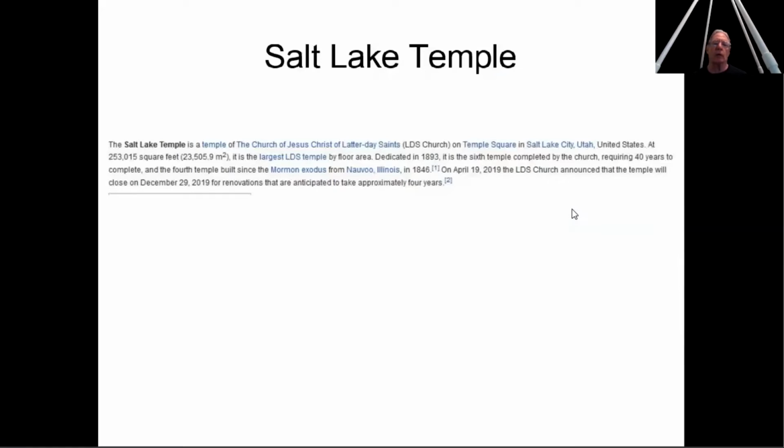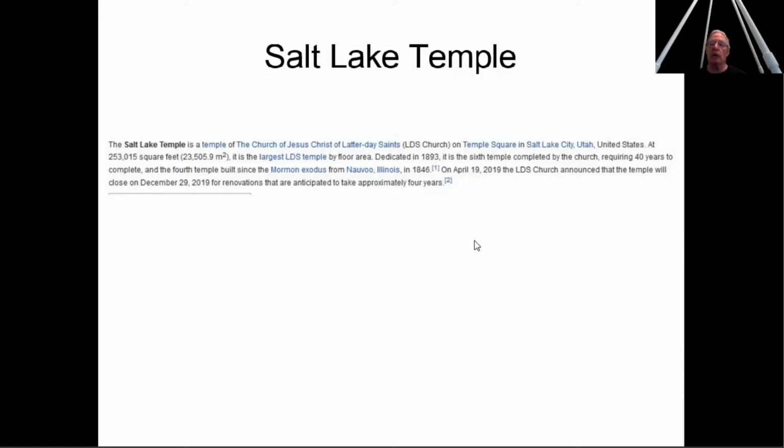The Salt Lake Temple is a temple of the Church of Jesus Christ of Latter-day Saints, or the LDS Church, on Temple Square in Salt Lake City. At 253,000 square feet, it's the largest LDS temple in the world by floor area. It was dedicated in 1893, and it's the 6th temple completed by the church and required 40 years to complete. It's the 4th temple built since the Mormon exodus from Illinois in 1846.